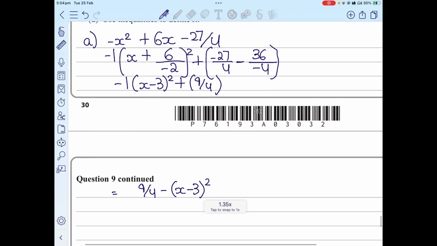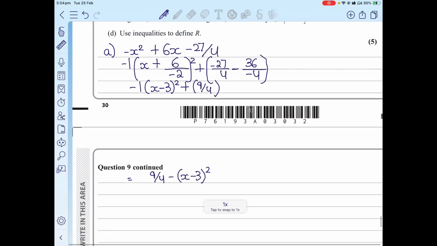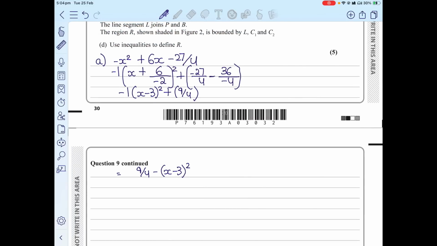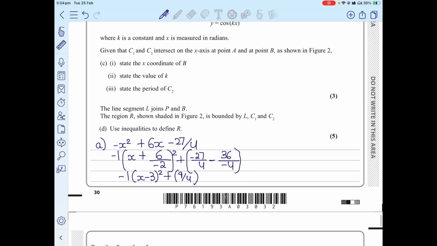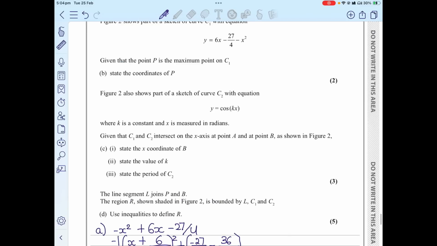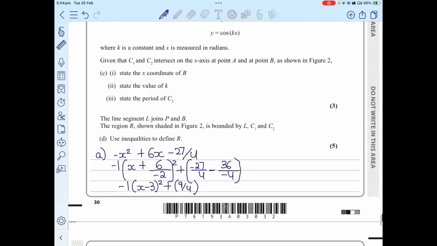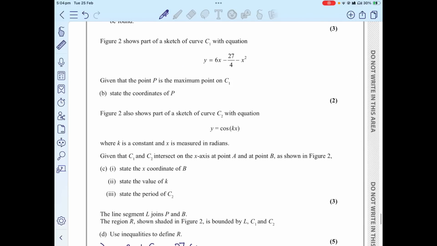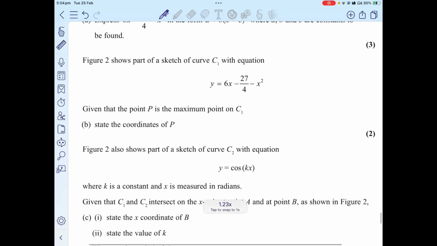Now, one technique here is that if you're not sure whether the answer is correct, just put this negative x squared plus 6x minus 27 over 4 into your calculator. Make sure x is assigned a value like 3 or 4. Then put in the same equation, 9 over 4 minus (x minus 3) squared. If both values match, your answer should ideally be correct. I cannot guarantee it, but if you get the same value, most likely it is correct.